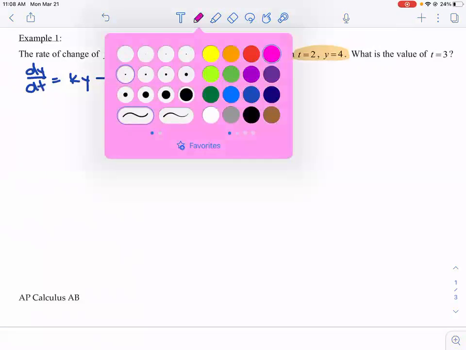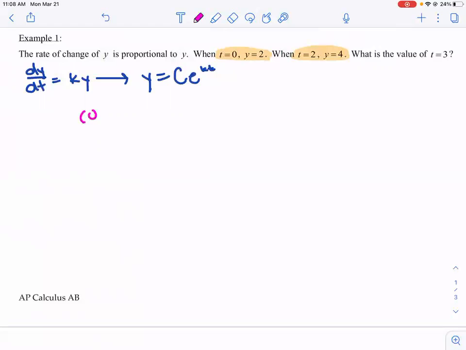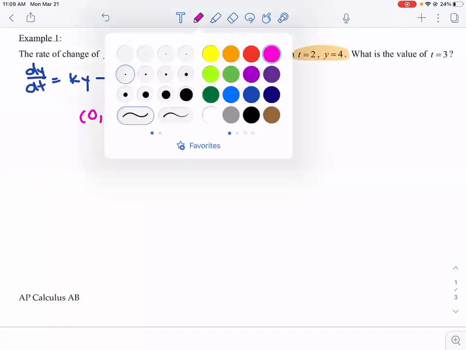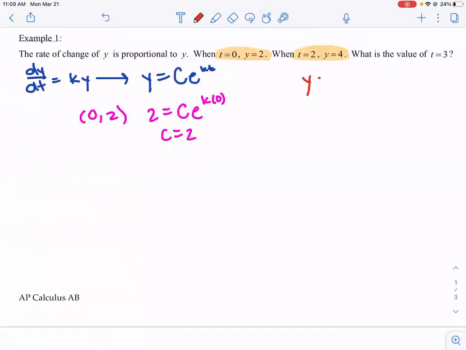For those of you who aren't quite convinced, if we have the coordinate (0, 2), when we plug it in, e to 0 is 1, so c is 2. So now we at least know that y equals 2 e to the kt. Now let's use the coordinate (2, 4) and figure out what k is.